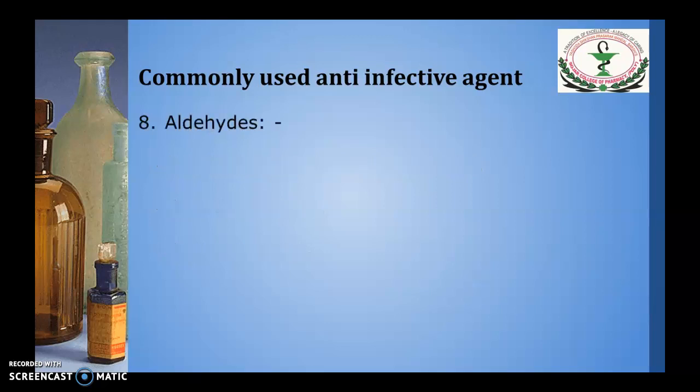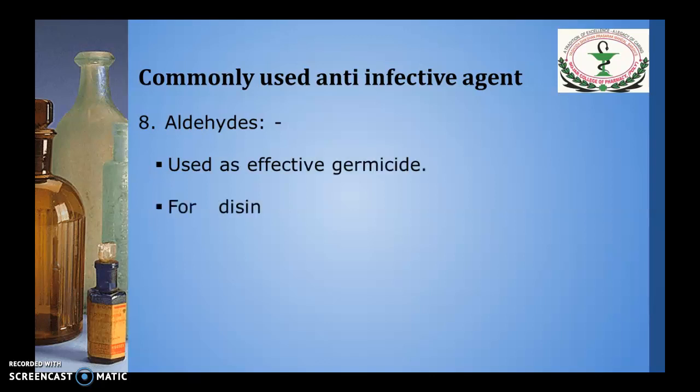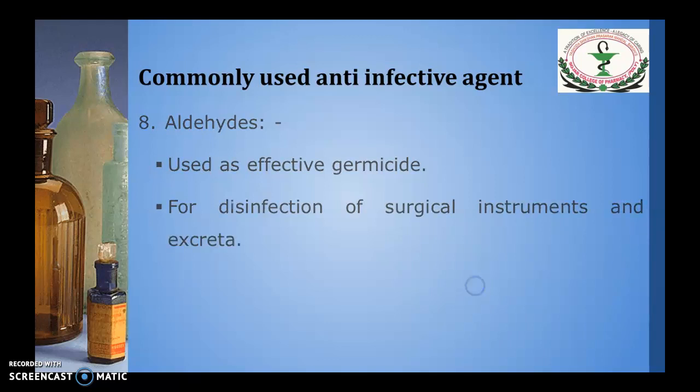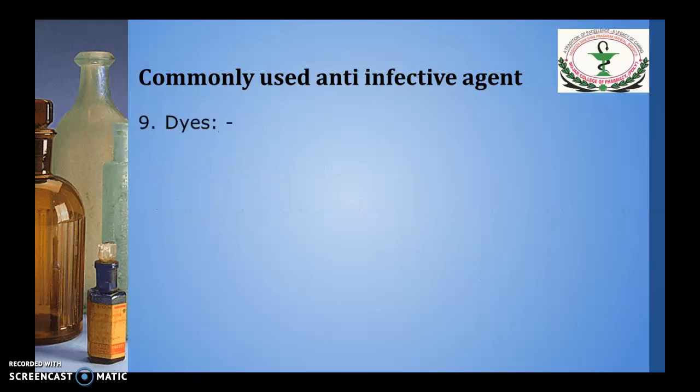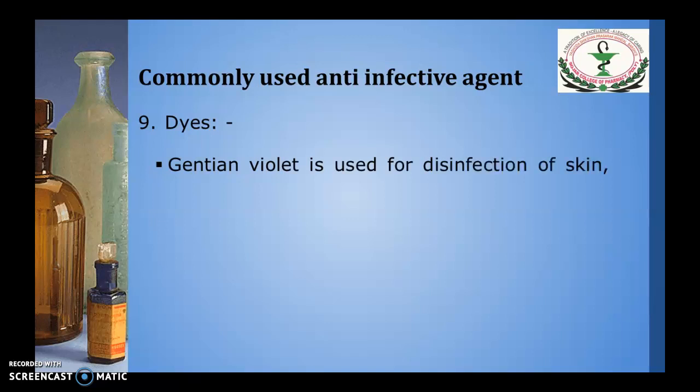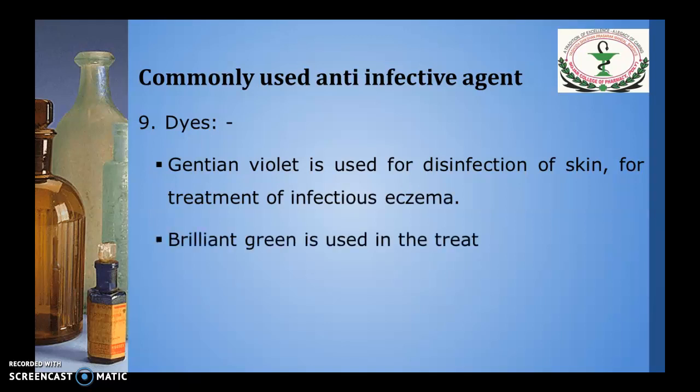Seventh class is aldehydes, used as an effective germicidal agent for disinfection of surgical instruments and excreta. Eighth class is dyes. Gentian violet is used for disinfection of skin and for the treatment of infectious eczema. One of the most important, brilliant green, is used in treatment of burn cases.